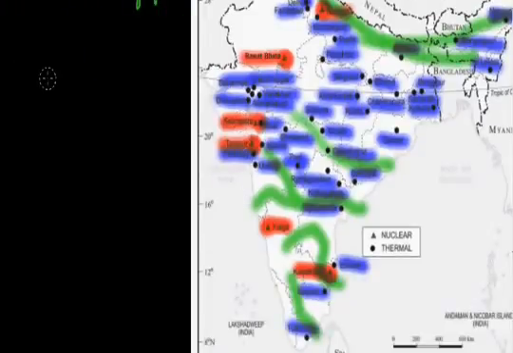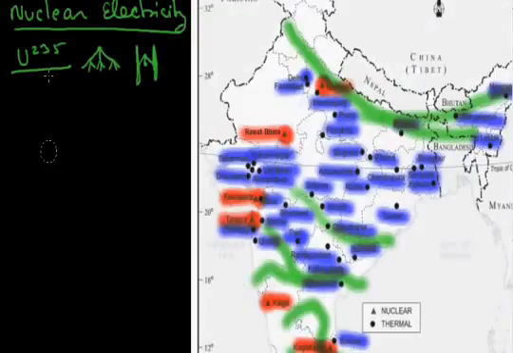So we can say that India is a developing country which requires lots of energy for its industrial development, which can be only fulfilled by nuclear plants. So these all are the conventional sources of energy. Now let us start the non-conventional sources of energy.